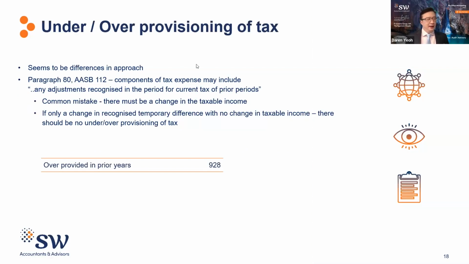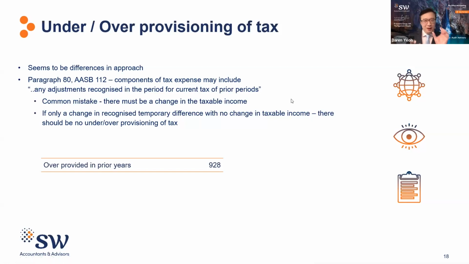So what about your under and over provision of tax? What is that? If you look at the descriptions under 112, it is an adjustment to the current tax of a prior period. Adjustment to the current tax of a prior period. So what does it imply?